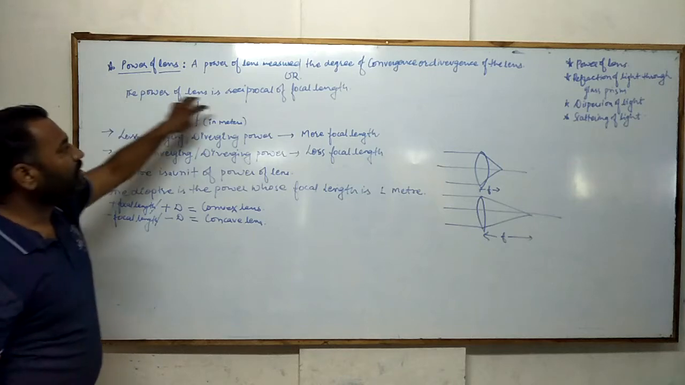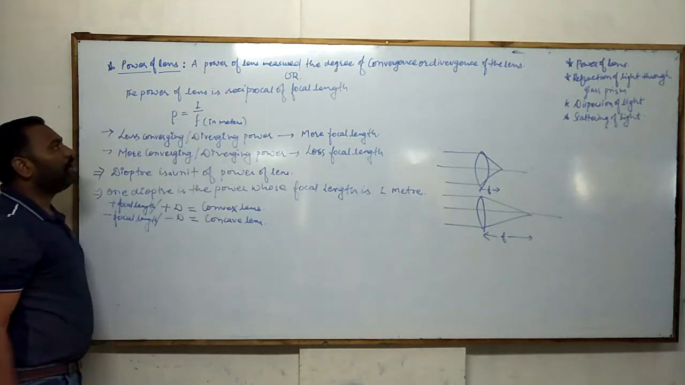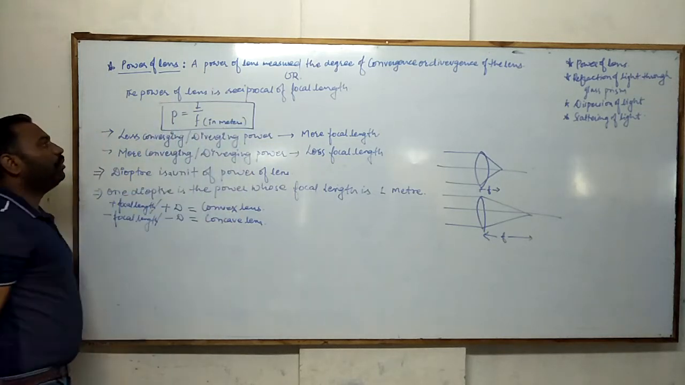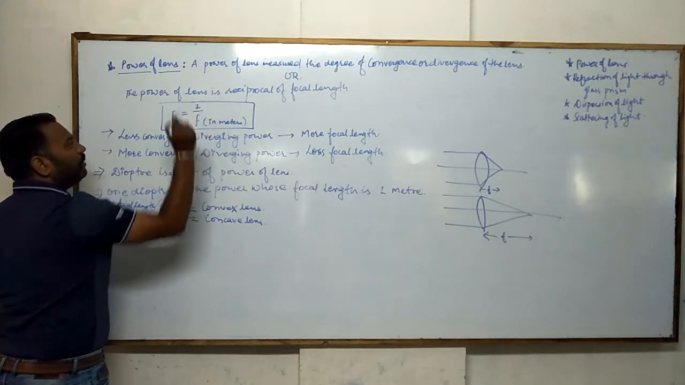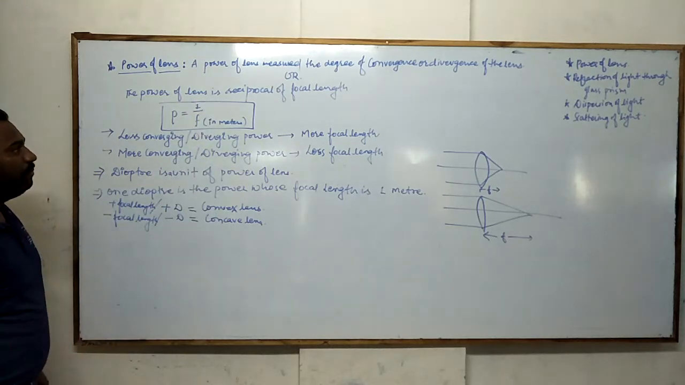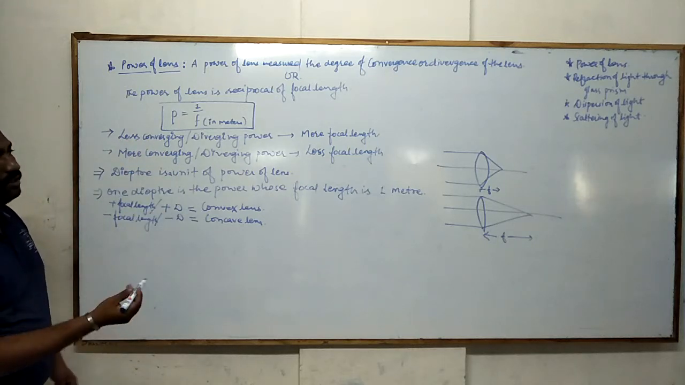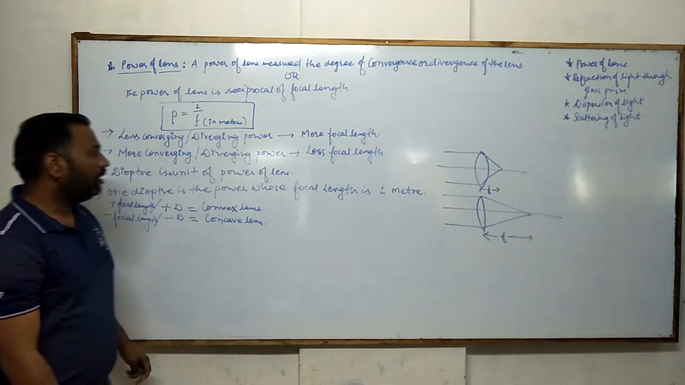The power of lens is the reciprocal of focal length. So it is just a formula, a mathematical expression: P is equal to 1 upon f, and f will be in meters. Less converging or diverging power means more focal length, and more converging or diverging power means less focal length.